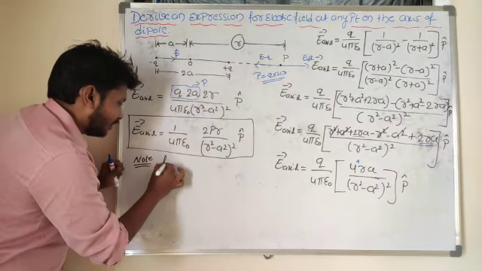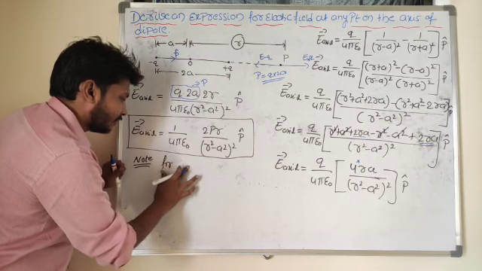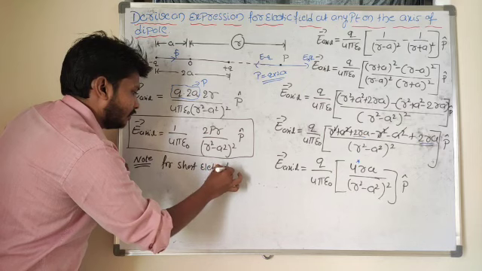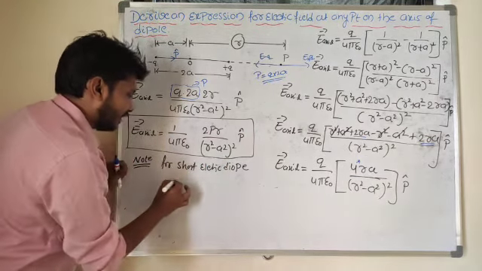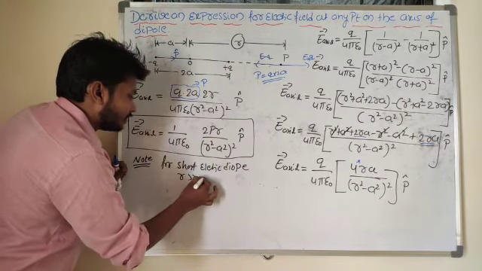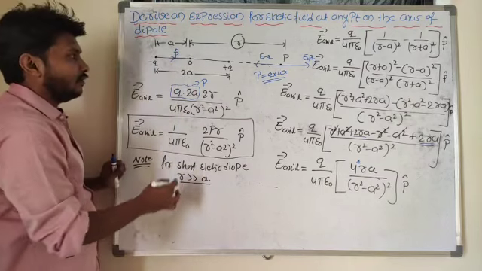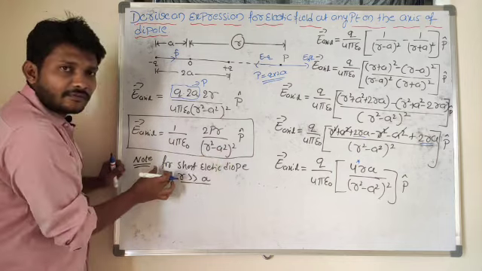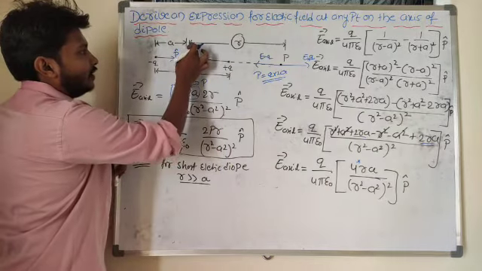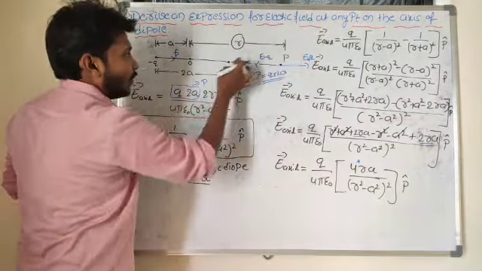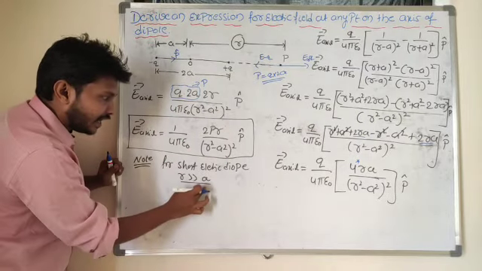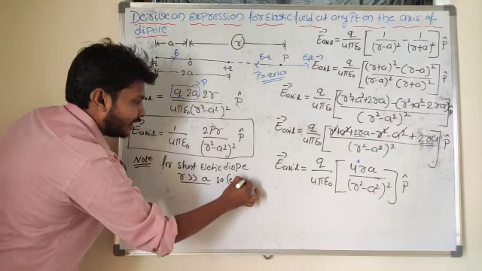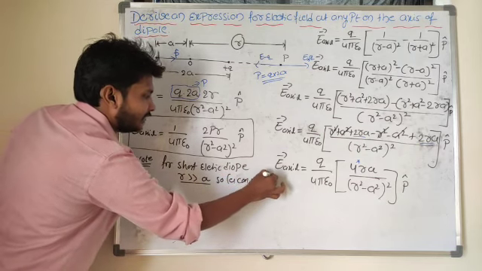So for a short electric dipole, the r value is very much greater than the a value. So then a can be neglected from this equation. For a short electric dipole, the r value, the distance from the center of the dipole to the point of observation, is very much large as compared to the dipole length. So a can be neglected here.